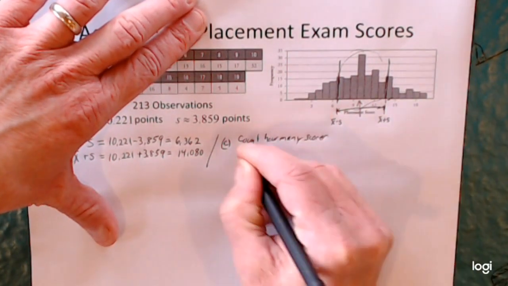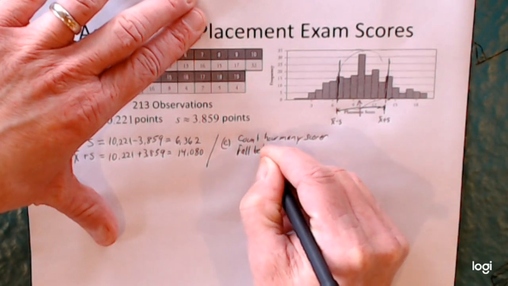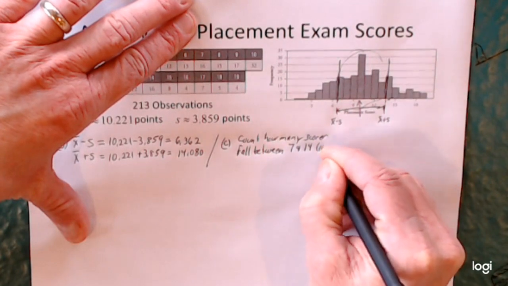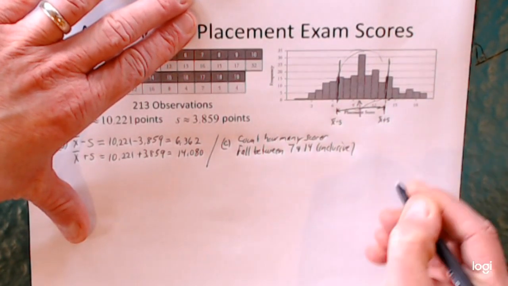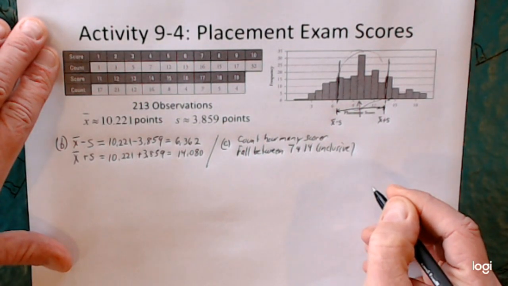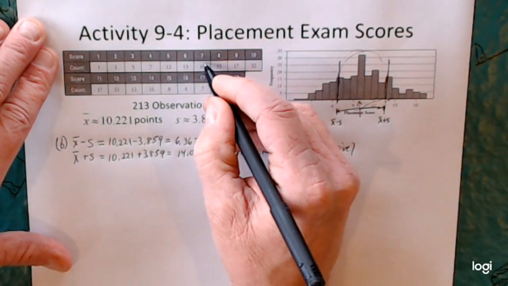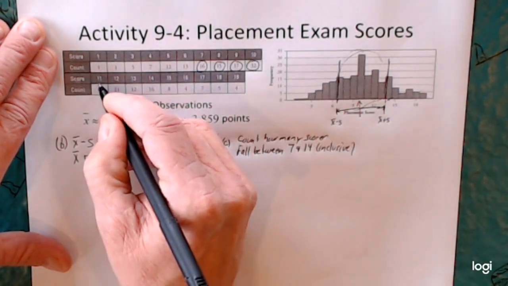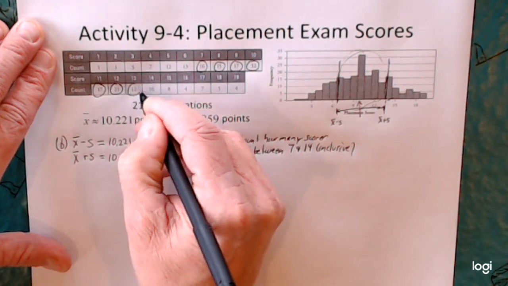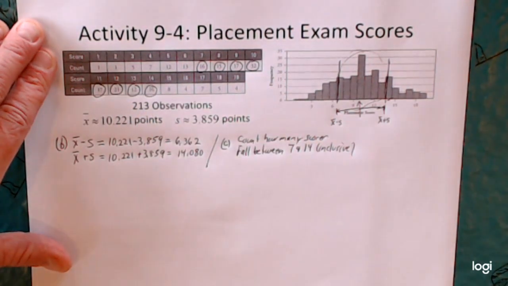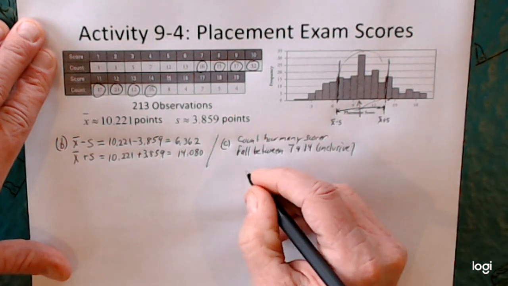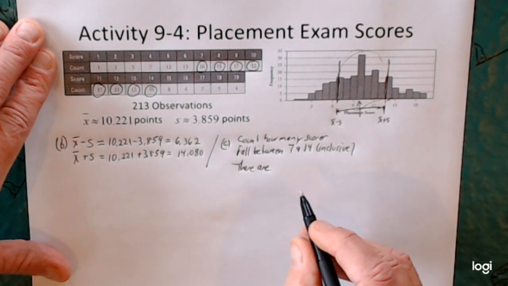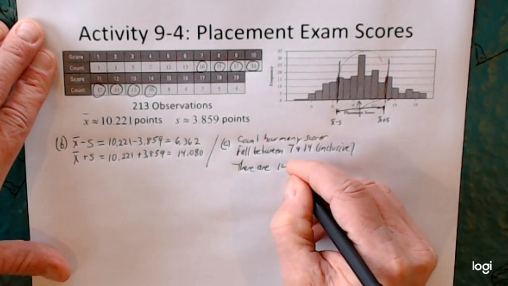scores fall between 7 and 14 inclusive, so including the 7 and the 14. Let me go up to the table. We're taking 16 plus 15 plus 17 plus 32 plus 17 plus 21 plus 12 plus 16. So I add those up and I get 146.